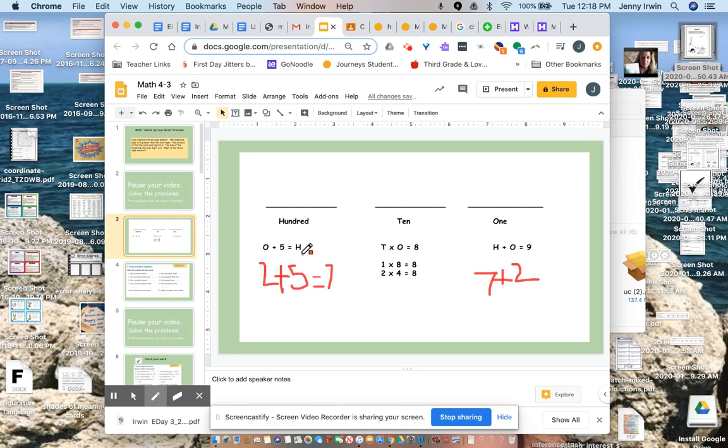We got it. The H is a 7, so we're 7 hundreds. The tens is a 4, because we said 4 times 2 is 8. And the ones place is a 2. The answer to our word problem is 742.